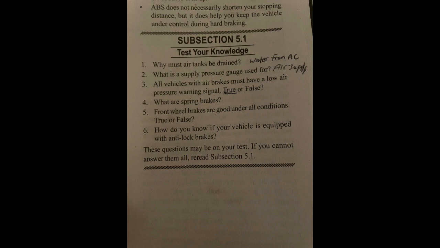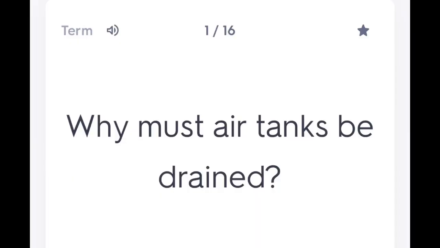Subsection 5.1 Test your knowledge. Questions and answers. Question 1. Why must the air tanks be drained?